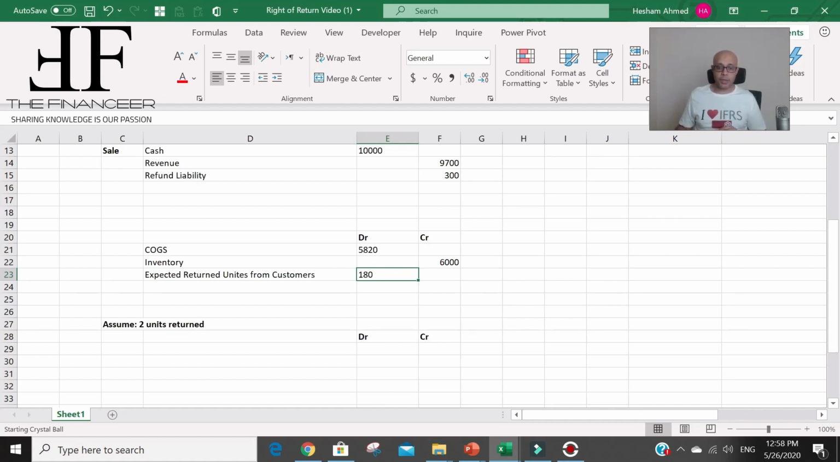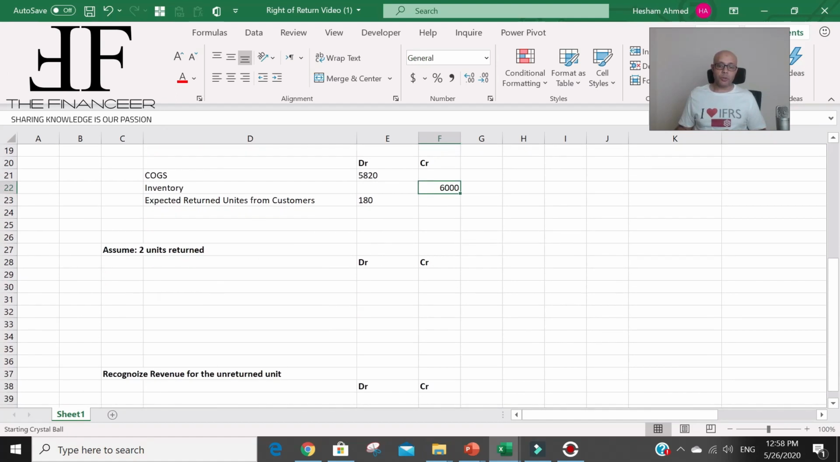Okay, now let's see the entry. The total of the debit side now is 6,000 and the credit side is 6,000, so the entry is balanced. Now let's continue the scenario. After the 30 days finished, you discover that the customer returned only 2 units, not 3. So now let's see what will be the accounting entries here.